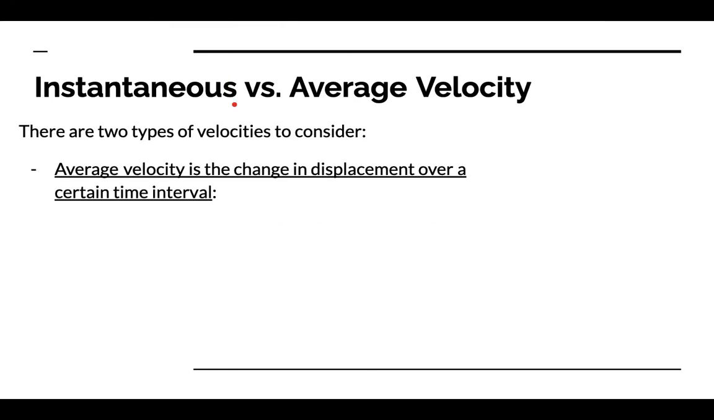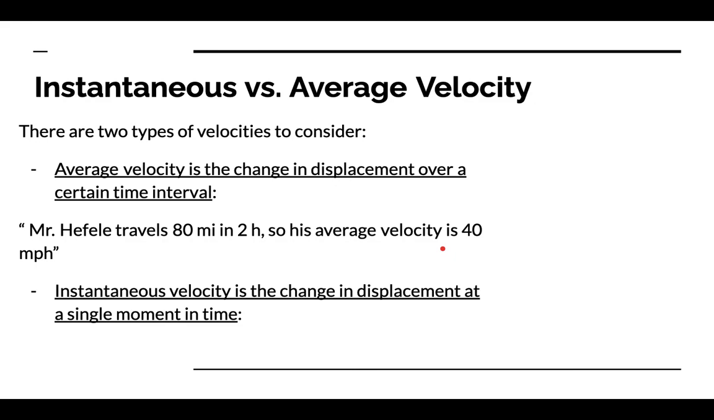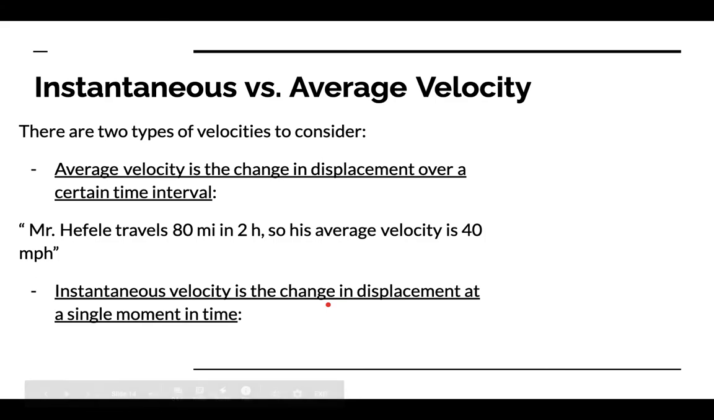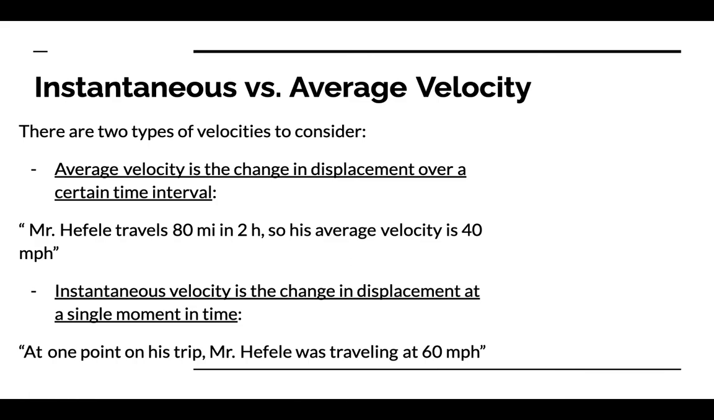Okay? So average velocity is a change in displacement over a certain time interval. Say, for example, Mr. Heffley travels 80 miles in 2 hours. I used 120 miles earlier, but it's the same idea. So his average velocity would be 40 miles per hour. But then we have instantaneous velocity, which defines how much my position is changing per second at a single moment in time. Hence why we call it instantaneous velocity, because it measures how much displacement is occurring at a single instant in time. So, for example, at one point in his trip, Mr. Heffley was traveling at 60 miles per hour. Okay, so it's not exactly true that I always have to be heading at average velocity over the entirety of my trip.